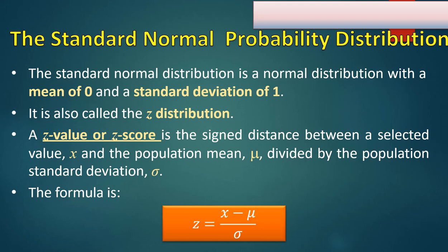If x is a random variable following a normal distribution with mean mu and standard deviation sigma, with this change of variable, which is z equals x minus mu over sigma, z will follow the standard normal distribution, meaning it's a normal distribution with mean equals 0 and standard deviation equals 1.